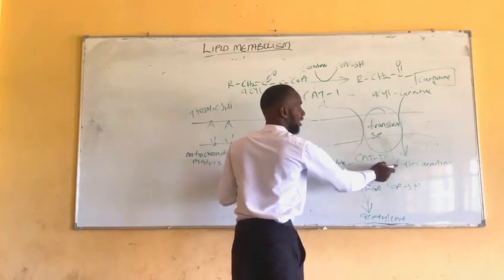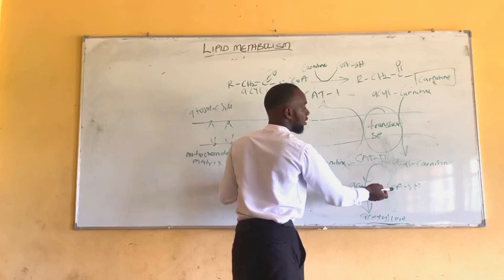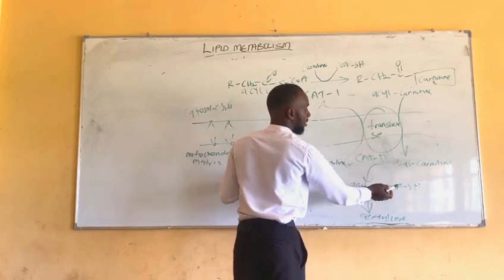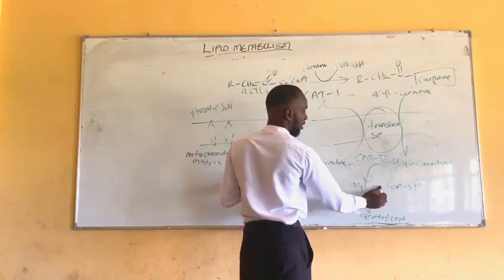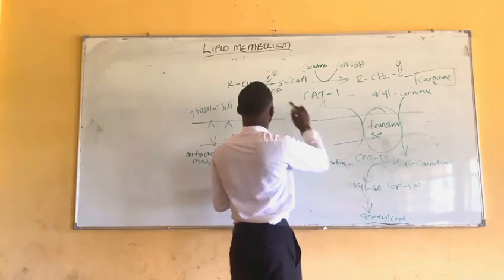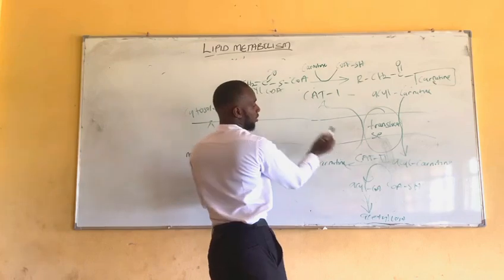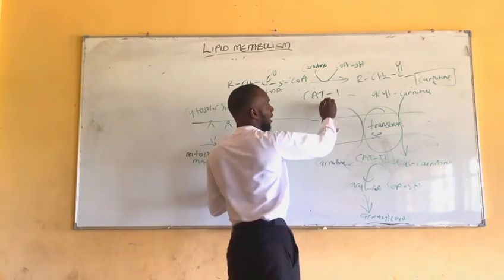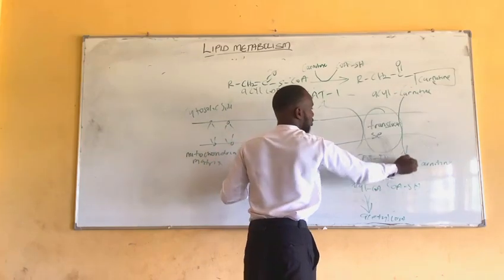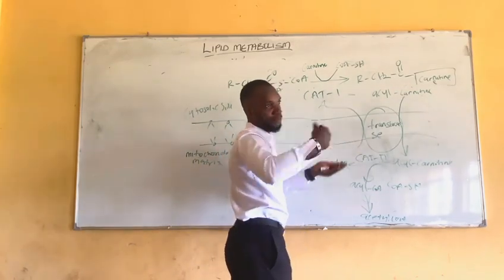So when acyl-carnitine enters, the coenzyme A will come and take back the acid to form acyl-CoA. So this acyl-CoA is the same acyl-CoA that is here now. Carnitine is now free to go back at the same time as this one is coming in. So it's a co-transport mechanism.